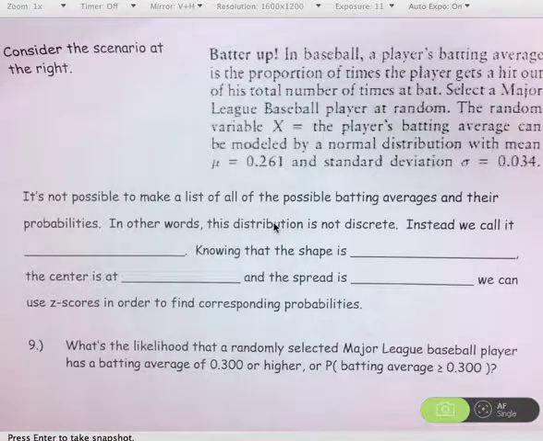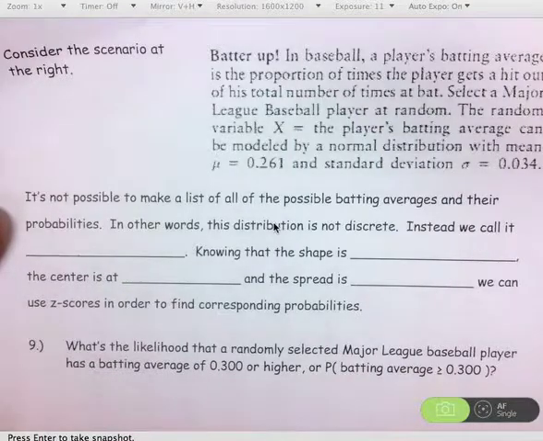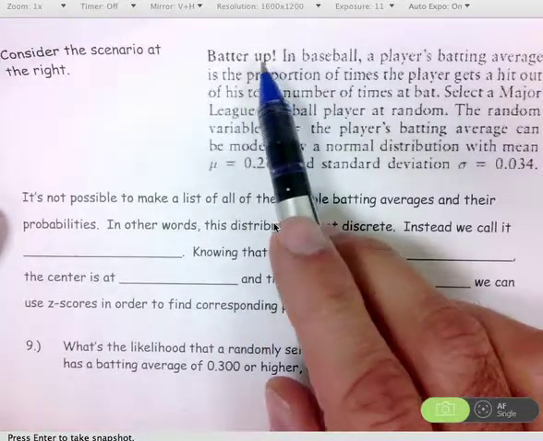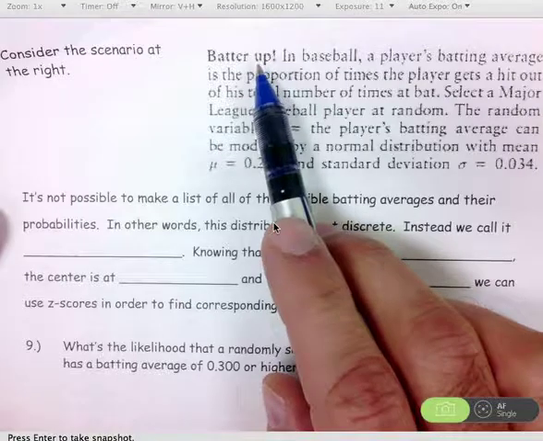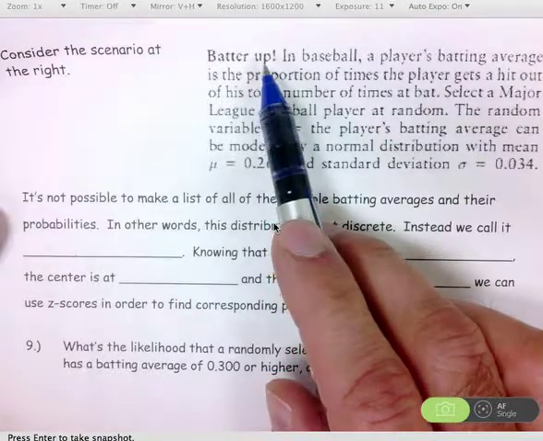Here's a set of data which represents a random variable, but this random variable is a little bit different. It's not discrete. So this is an example of a continuous random variable. If you haven't taken the time to read the setup of the question here, pause the video, read the setup of the question, and then start playing the video again.